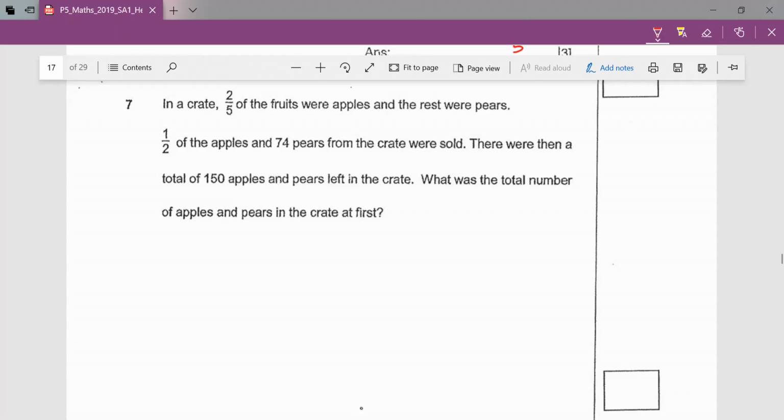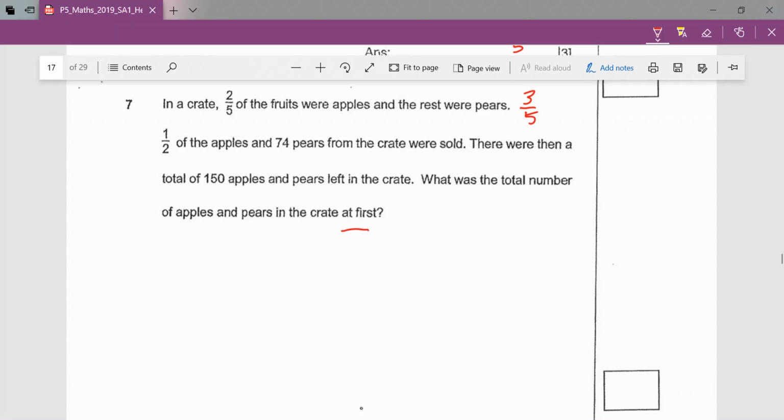Question 7. In a crate, 2 out of 5 of the fruits were apples and the rest were pears. So, the rest were 3 out of 5. Half of the apples and 74 pears from the crate were sold. There were then a total of 150 apples and pears left in the crate. What was the total number of apples and pears in the crate at first?